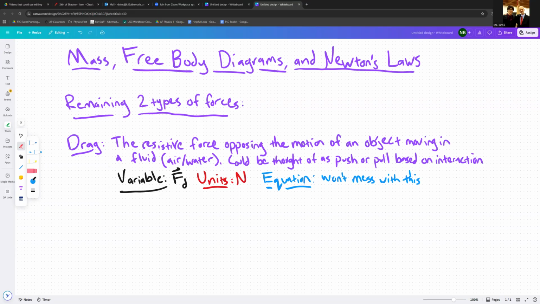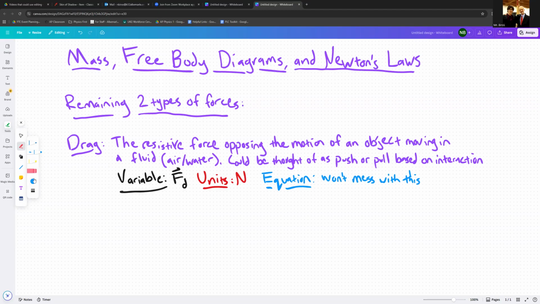So we're just going to say if drag is relevant, if it shows up, it'll be something like here's 8 newtons of drag force, probably in the negative direction. If your object moves in the positive direction, you'd get negative direction for drag. So like -8 newtons of drag force, and then we'll just factor that into working with all the other forces. We're not going to have to calculate the amount of drag force based on how fast the object is moving or what the fluid is that it's passing through.